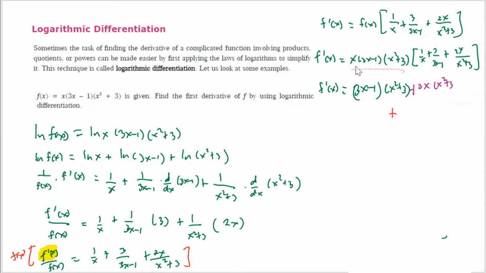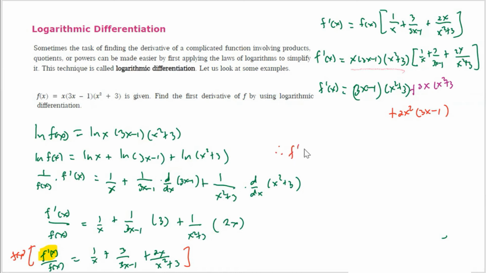And then the third term will be plus, I will write it down. So we have the value of f of x, which is this one that I underline, times 2x over x squared plus 3. So I can cancel the x squared plus 3. And the remaining now is x times 3x minus 1 times 2x. So if you multiply x times 2x, the monomials, x times 2x is 2x squared times 3x minus 1.